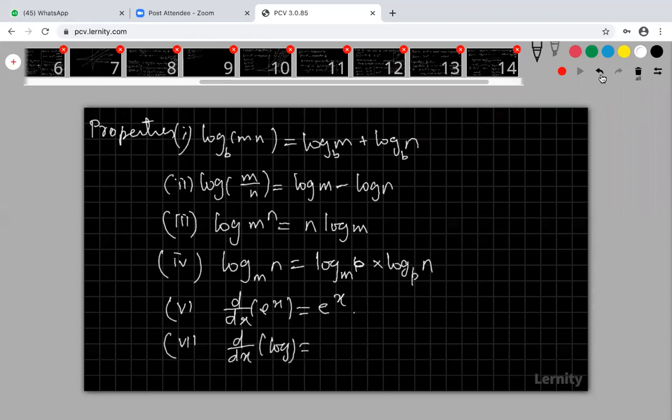What is log x differentiation? My log x differentiation is 1 by x. Please try to understand: exponential differentiation is e power x, log x differentiation is 1 by x. Based on the formula, we can easily prove that. Are you okay? Right. Shall we move to the next?